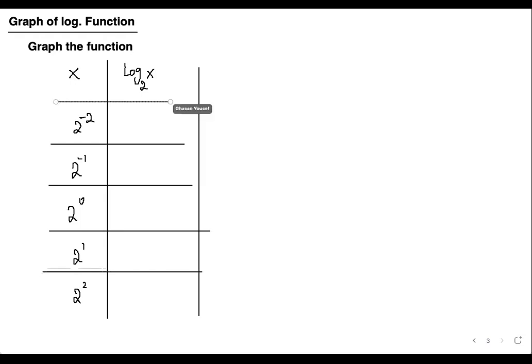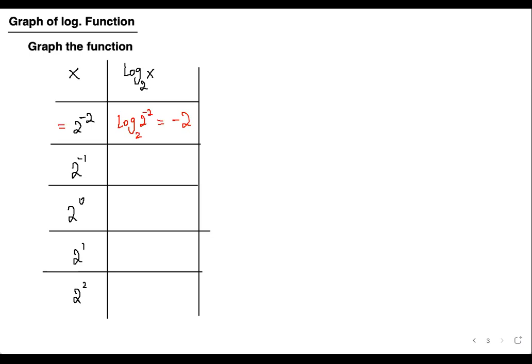When I plug the first value inside the function, the logarithm, what will I get? 1/4. This is correct. Let me check what you said. Logarithm of 2 to the power minus 2 to the base 2. By using the equals property, this is equal to -2. So the answer is -2.